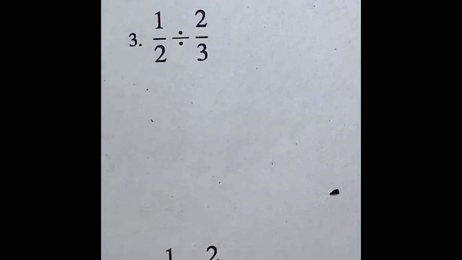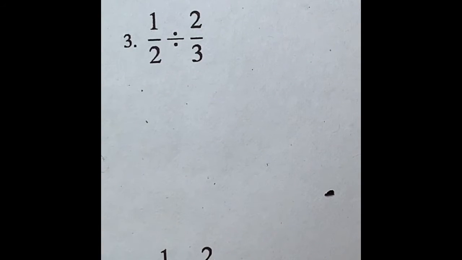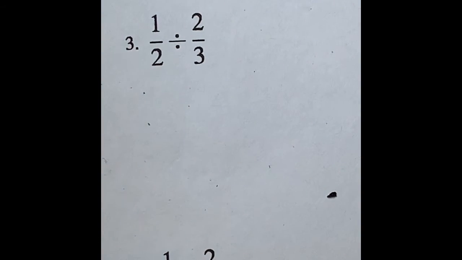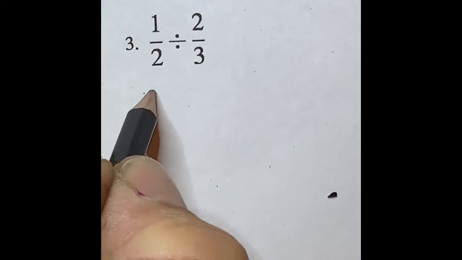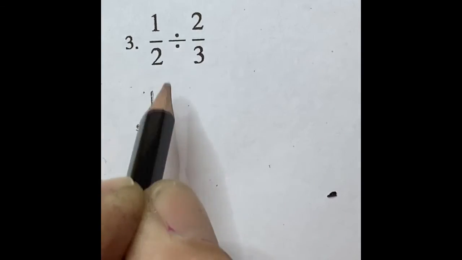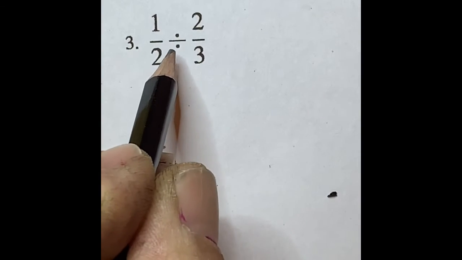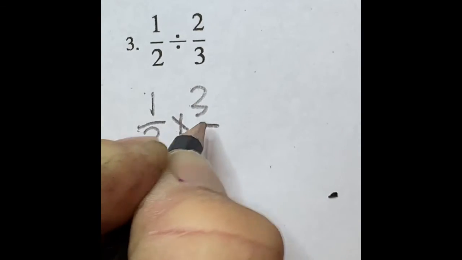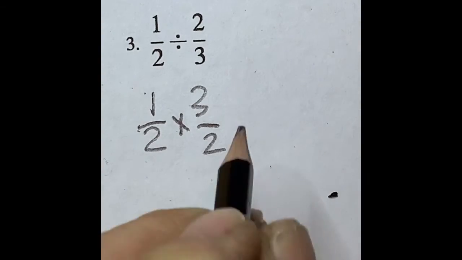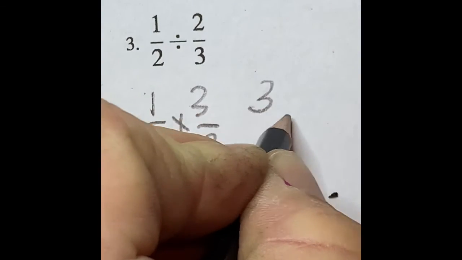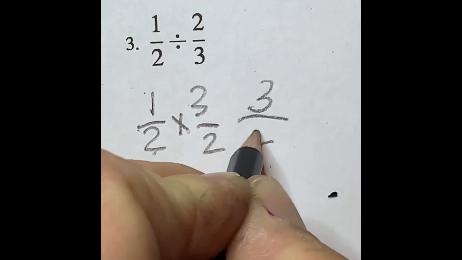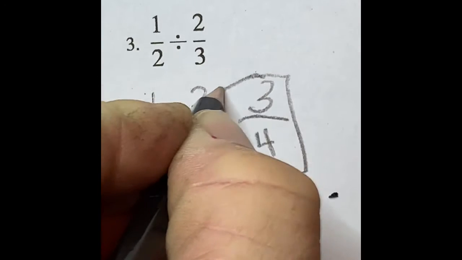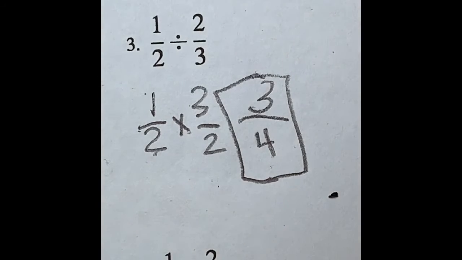Do I have a volunteer for number 3? Okay, Aiden, go ahead. 1/2, keep it, yep. Change the division to multiplication, right? And flip, you're right, and flip. All right, so what do you have? 1 times 3 is 3. 2 times 2 is 4, yeah? Aiden, you're on the ball tonight. All right, keep it up, good job.